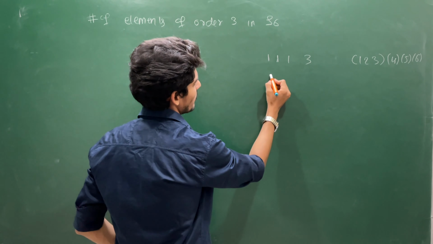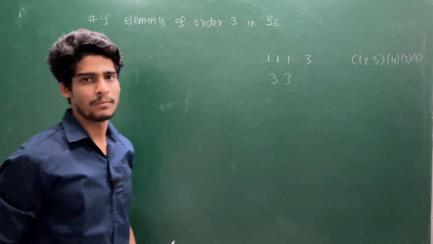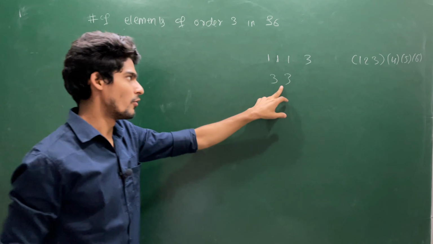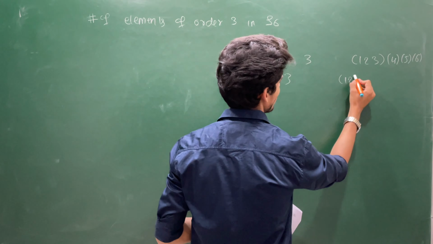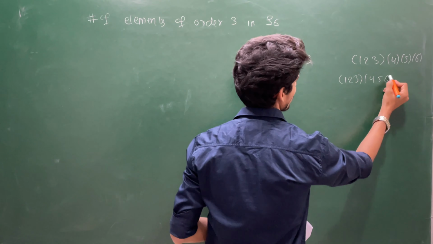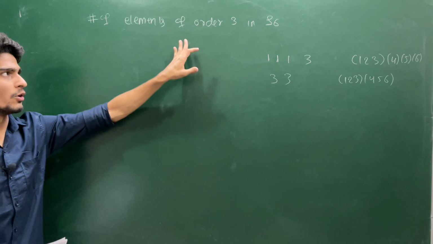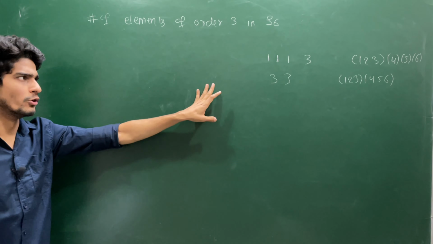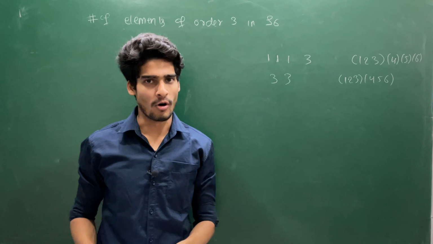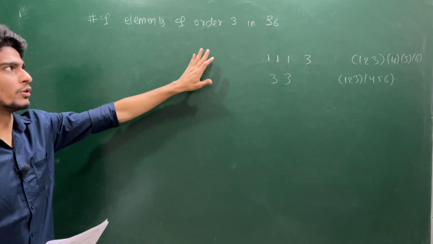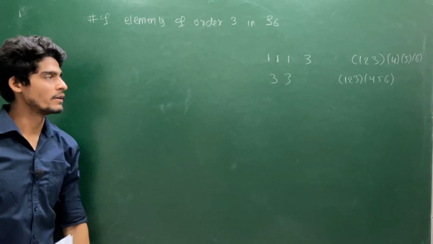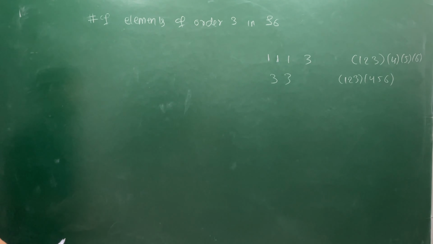Next may be like 3, 3, because the sum should be 6. For example, this element will look like (1, 2, 3)(4, 5, 6). If you know the formula for counting, then you can find it directly. But if you do not know the formula, you can use the combinatorics which you have learned in your graduation or in schooling. So we need to count these types of elements. Let us count these types of elements first.